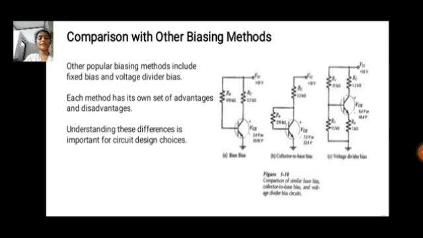First circuit is base bias. Second circuit is collector to base bias. Third circuit is voltage divider bias. Figure: comparison of base bias, collector to base bias and voltage divider bias circuits.